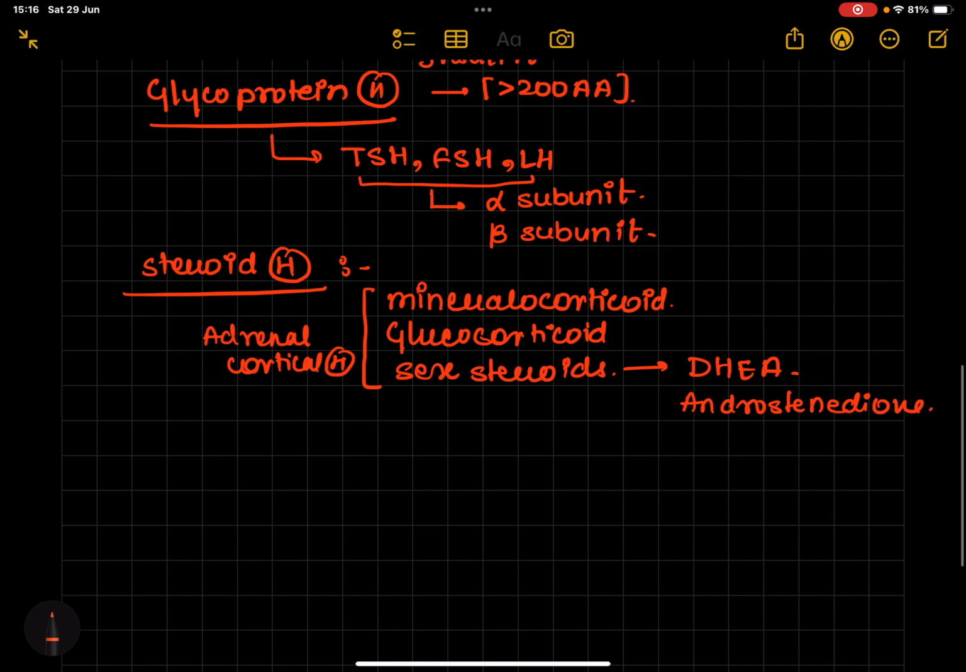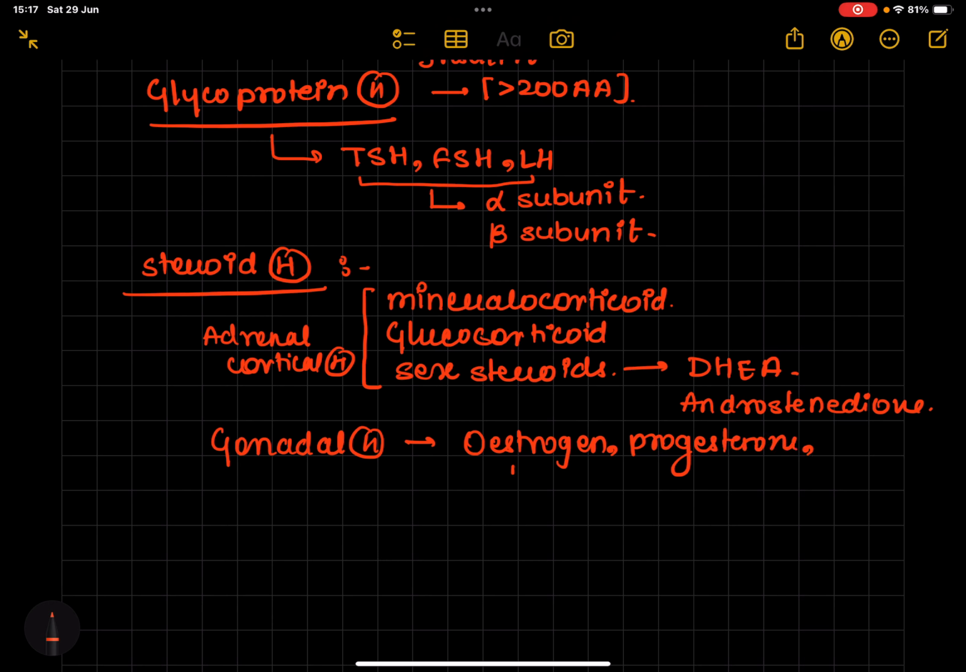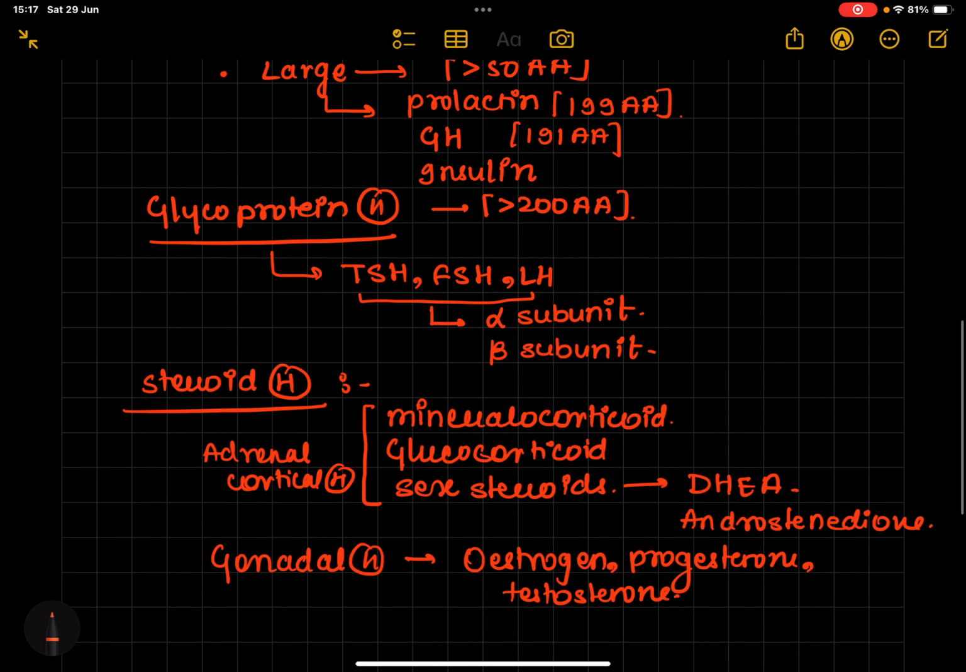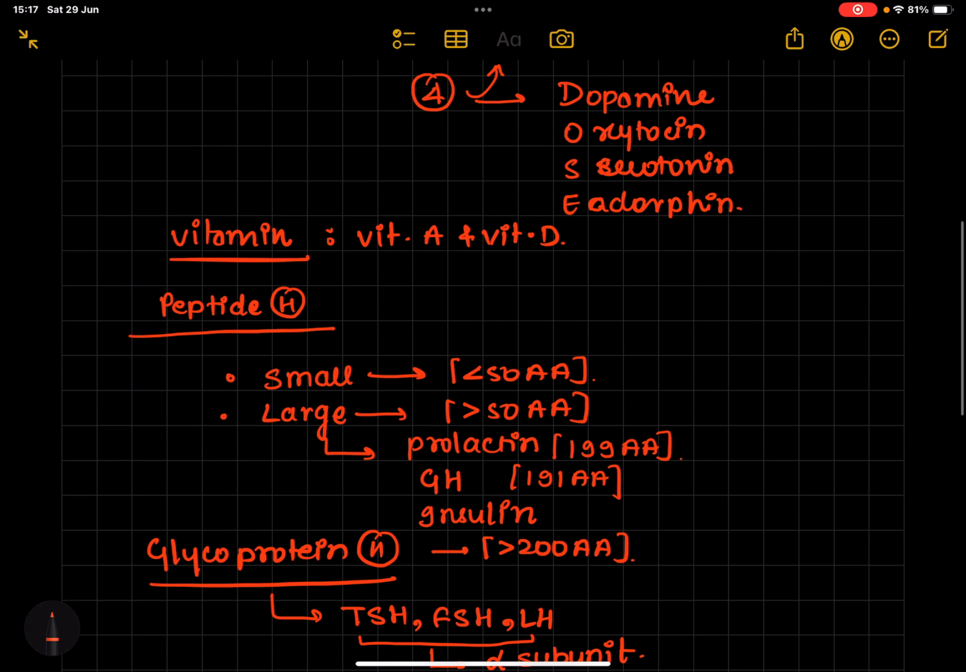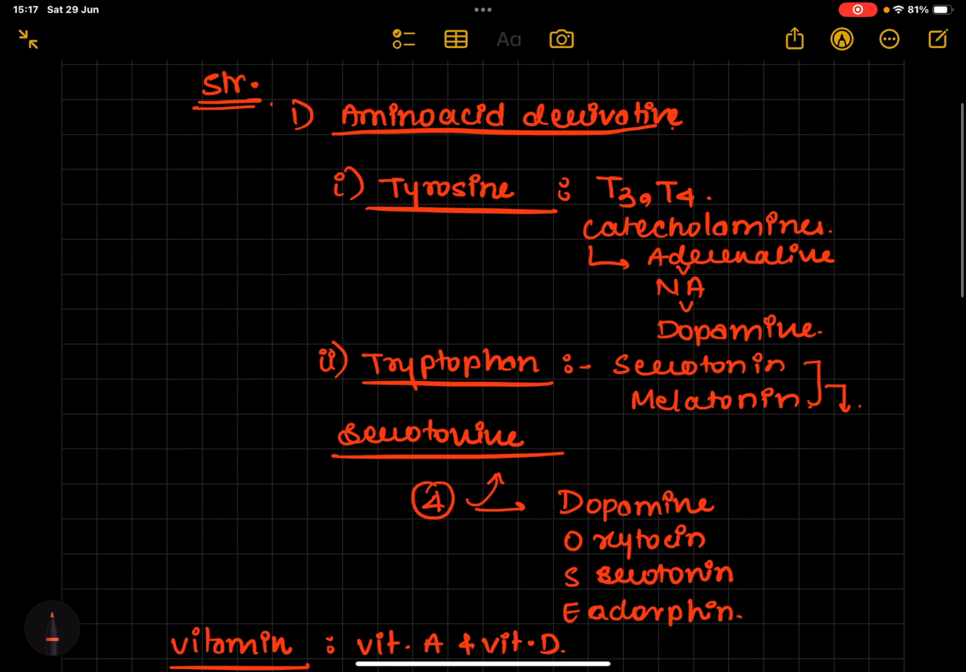Other than this, steroid hormones are gonadal hormones. Gonadal hormones like estrogen, progesterone, and testosterone. Okay, so this is all about the classification based on the structure of the hormone, right?